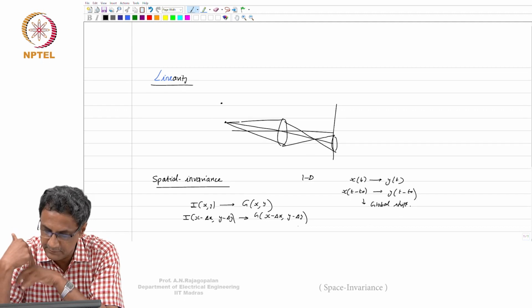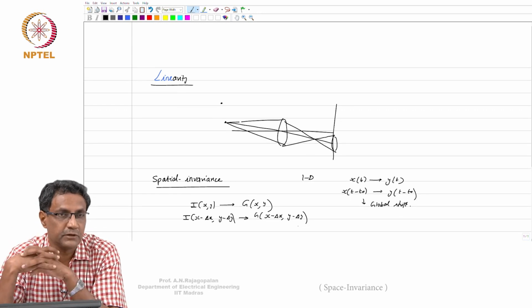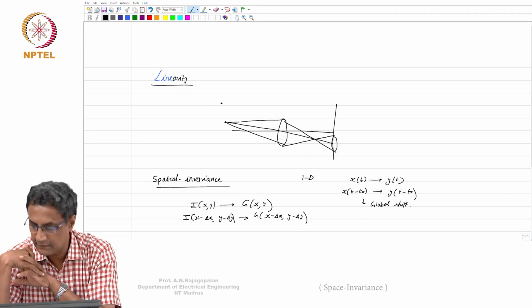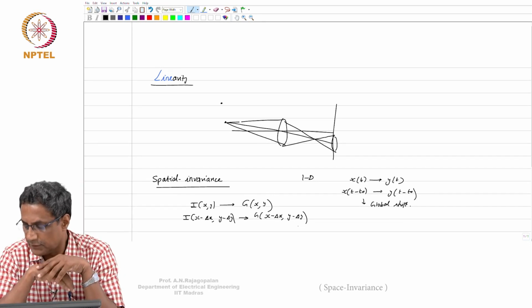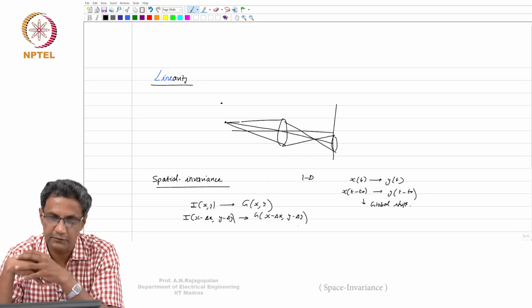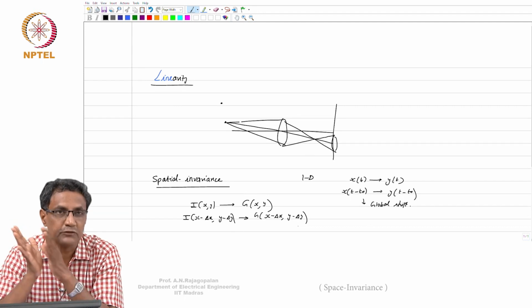Now, as far as an imaging system is concerned, we have to first of all ask what does it mean to shift this input image, the I of x,y? What does it mean to shift it globally? And then we can see whether the output is shifted. So here is where sometimes people tend to interpret things in a different way and end up concluding that the lens is shift variant. Actually, it is not.